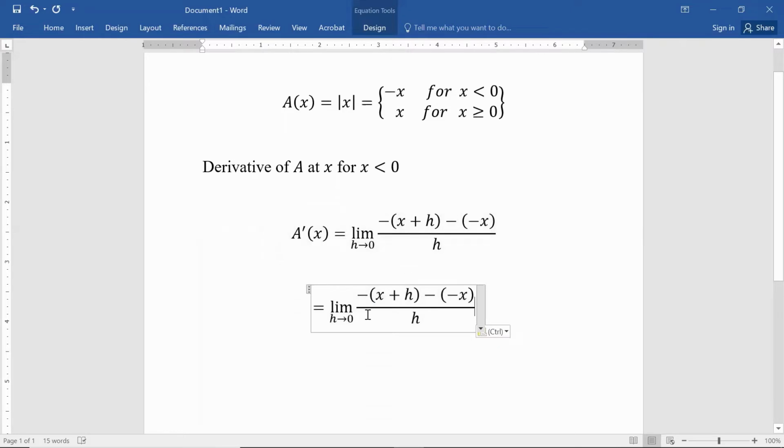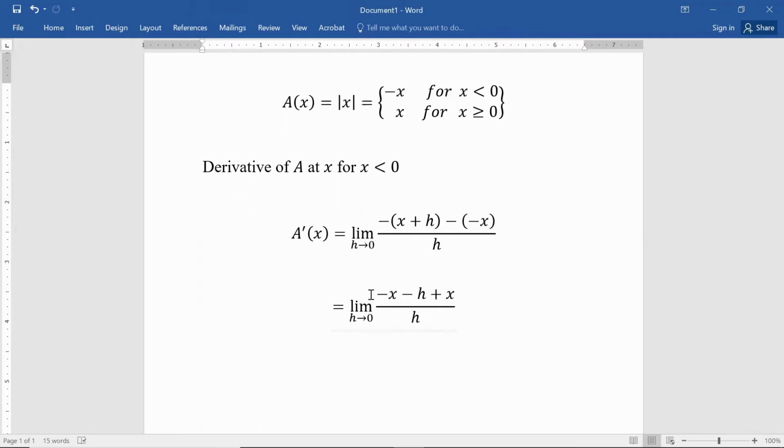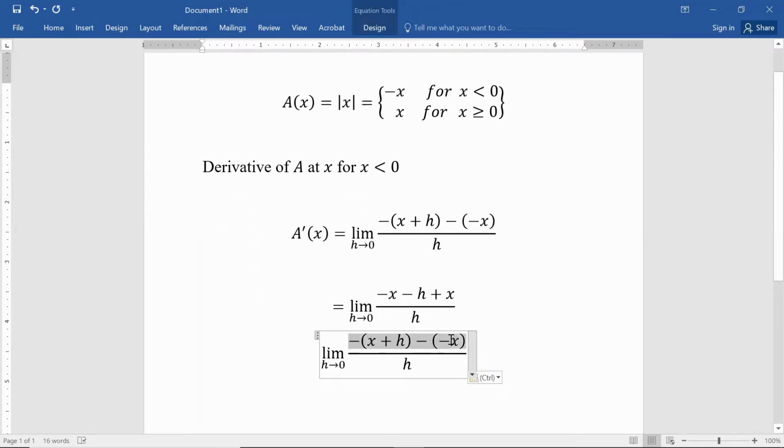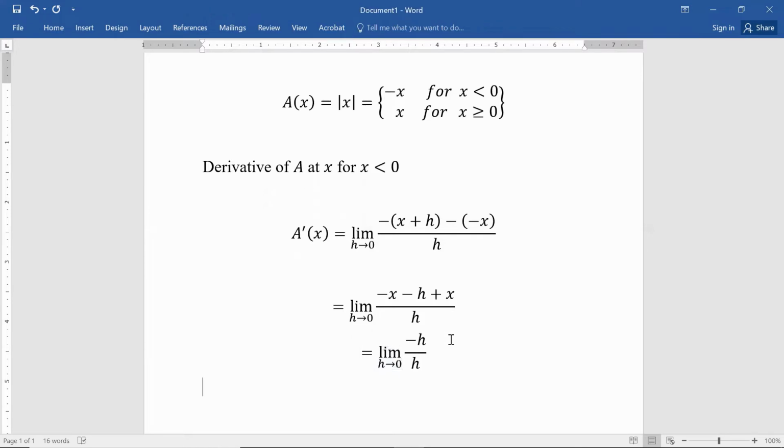That limit, when I distribute the negative sign, is negative x minus h plus x in the numerator. And that limit happens to be the fraction negative h divided by h. You can either simplify that or just realize that that limit is going to be equal to negative 1. So when x is less than 0, the derivative is a constant of negative 1.